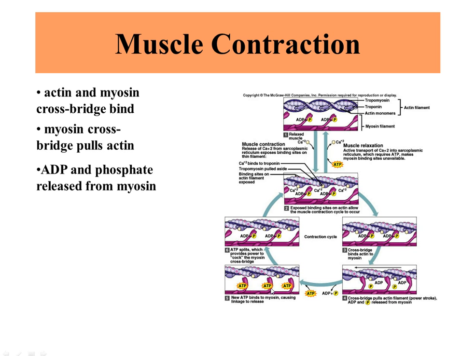ATP will attach to these myosin heads, and when the ATP attaches to the myosin head, then the cross-bridging stops. You see a gap here.